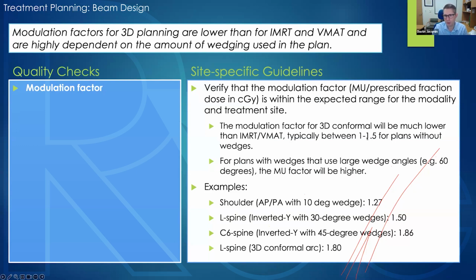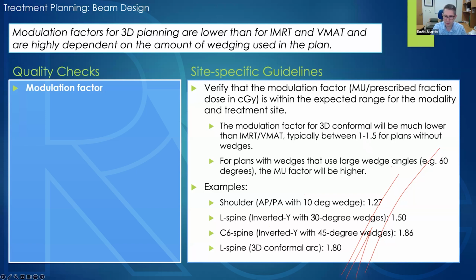Typically between 1 to 1.5 for plans without wedges. It'll be higher for targets that are deeper, because you need more monitor units to get to deeper depths. Shallower targets will have a lower number. And then when you add wedges, the MU factor will go up. And here's just a couple examples.